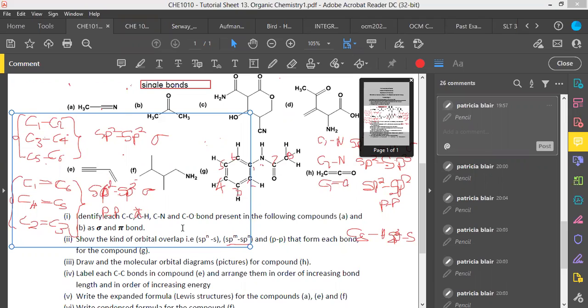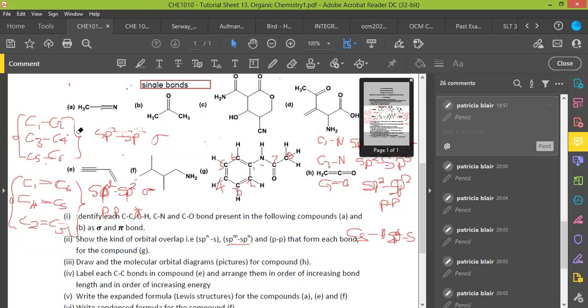Identifying and showing the kind of orbital overlaps, using the sp^n to s and sp^m to sp^n, and the p-p overlaps of the different bonds that can be formed for your molecules. Hopefully yesterday and earlier today, you had a bit of time to go through the remaining structures and try to assign the hybridizations.